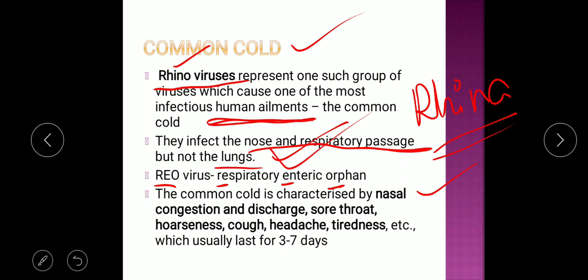The common cold is characterized by these symptoms: nasal congestion, like blockage of the nose, not being able to breathe properly, discharge of fluid, sore throat, where your throat does not feel good and you will not be able to speak loudly. Then hoarseness, cough, headache, tiredness. It usually lasts for 3 to 7 days, and after that it is cured automatically. If it is not getting cured, you might do diagnostic tests for some other diseases.